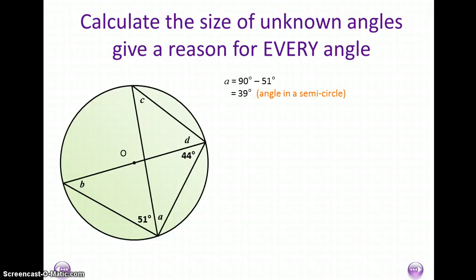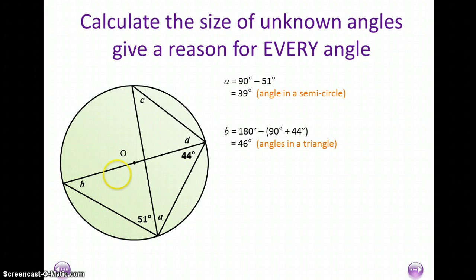Angle A is 39 degrees. This line here is the diameter, and as we found from circle theorem 1, angles in a semicircle are 90 degrees. So this entire angle here is 90 degrees, therefore A must be 39 degrees.